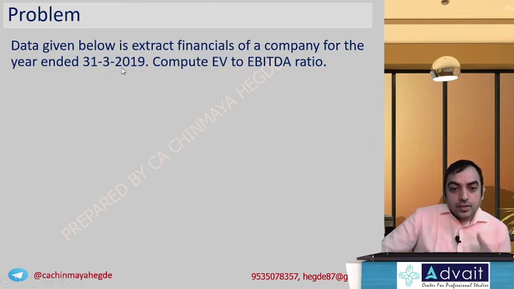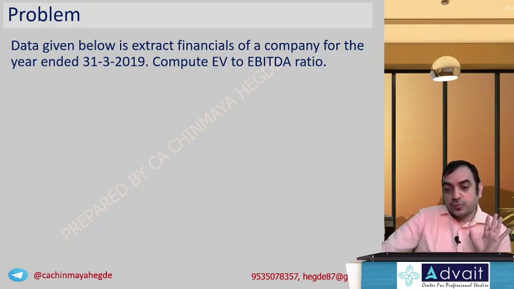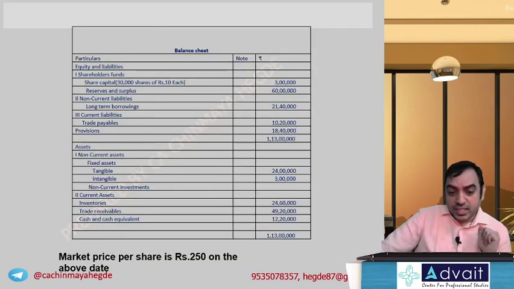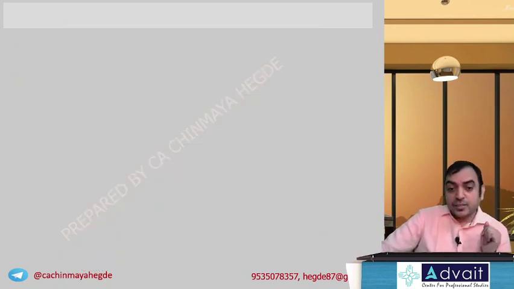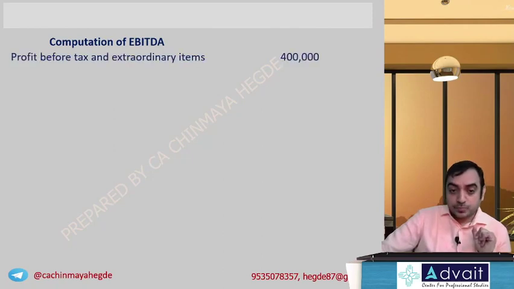Okay, so let's do the next one. Come to this problem. Data below is the extract of financials of a company for the year ended 31st March 2019. Compute the EV to EBITDA ratio. We need enterprise value, we need EBITDA, and we compute the ratio between the two. They have given the P&L account, the balance sheet, and also the market price. Let's calculate. First, let's go for EBITDA, earnings before interest, tax, depreciation, and amortization.